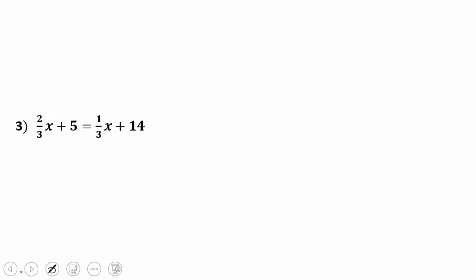Continuing on. Now the first thing you might think of is, wow, we've got fractions. We could simplify this by getting rid of the fractions. I think in this particular case that would make more work.